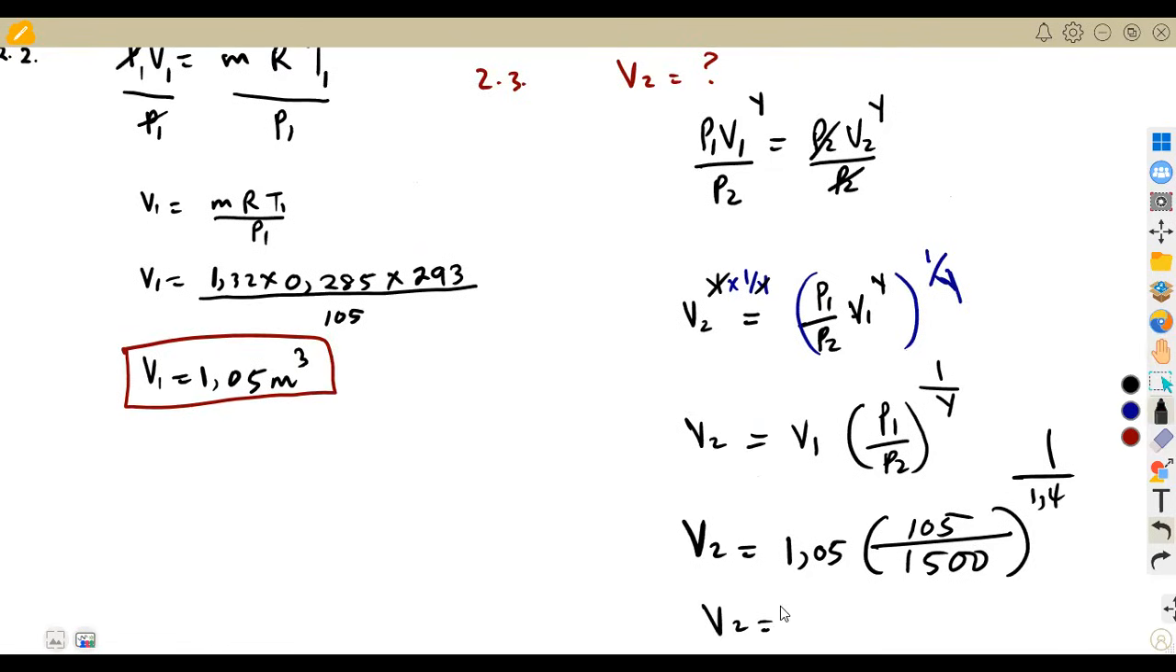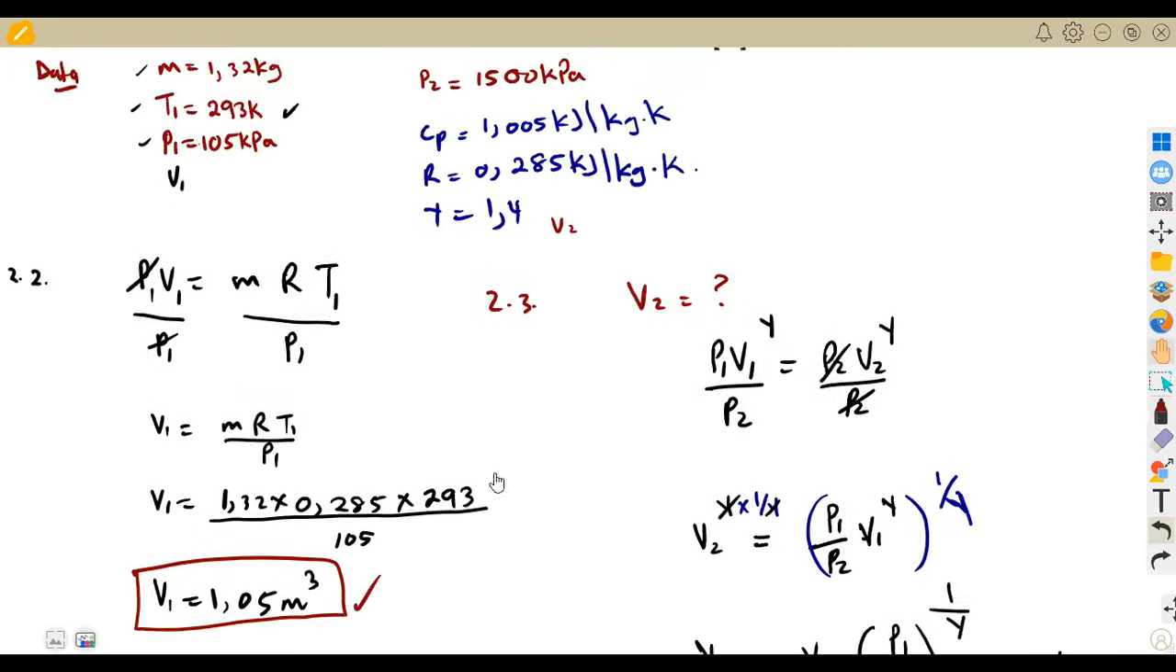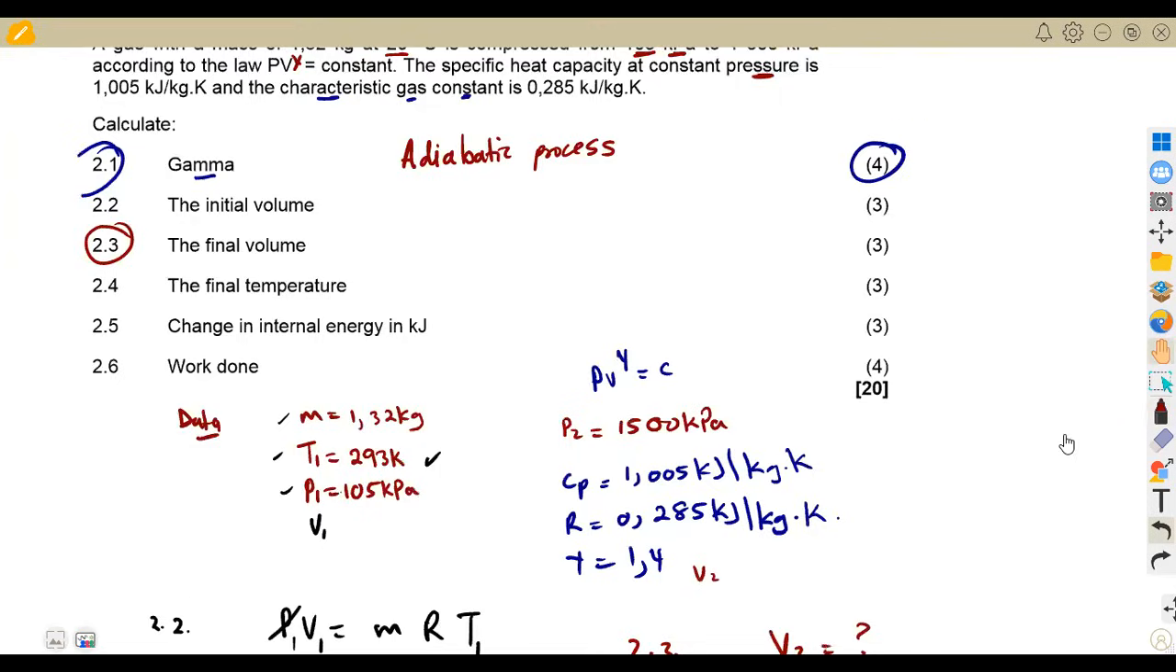So that is going to give us V2 in cubic meters, which is 0,1571300 like that, which is 0,157 cubic meters, right? So that is how we could have calculated our V2 from the V1 that we had here. So I've got 3 marks for that.